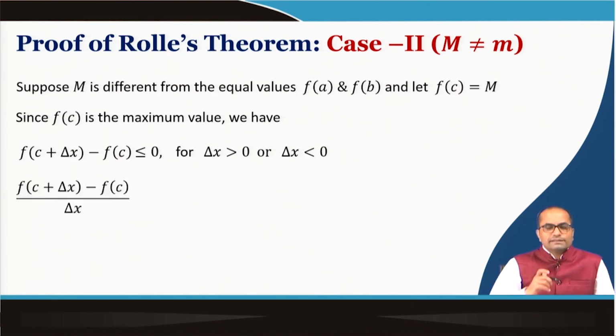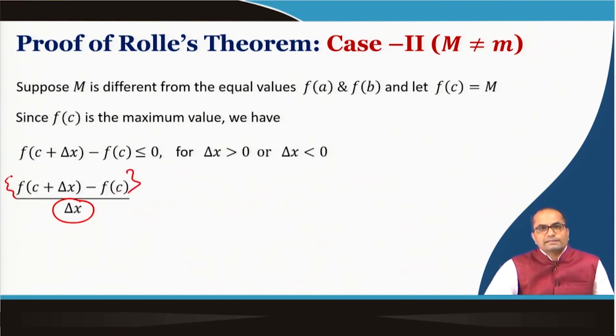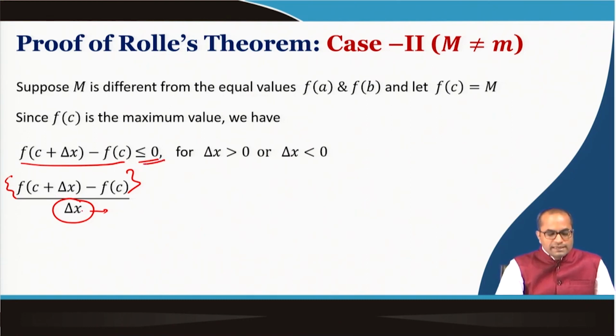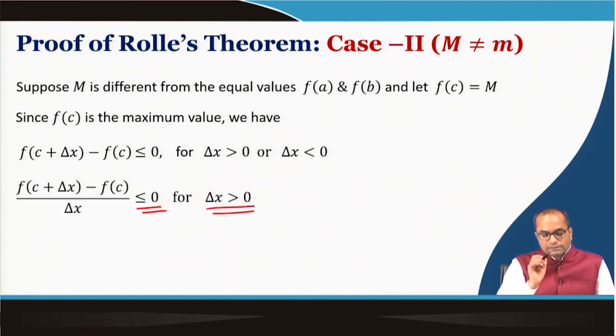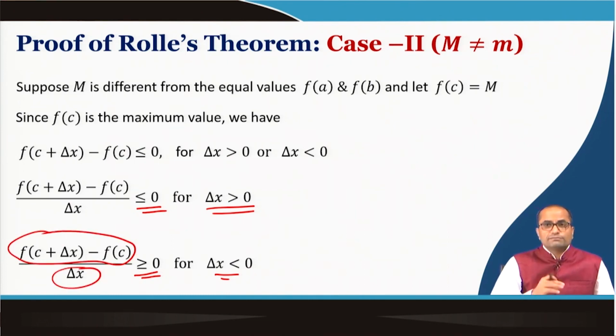Well, having said this, if we divide this expression by Δx, then what will happen? Now, the sign will depend on whether Δx is positive or negative, because this was less than 0, and if we divide by a positive Δx, the sign will remain as it is. So, it will be less than or equal to 0 if Δx is positive, and the sign will be greater than or equal to 0 if Δx is negative, because then we have a negative number here, and also this negative Δx, so this will become positive. So, this is in either case.